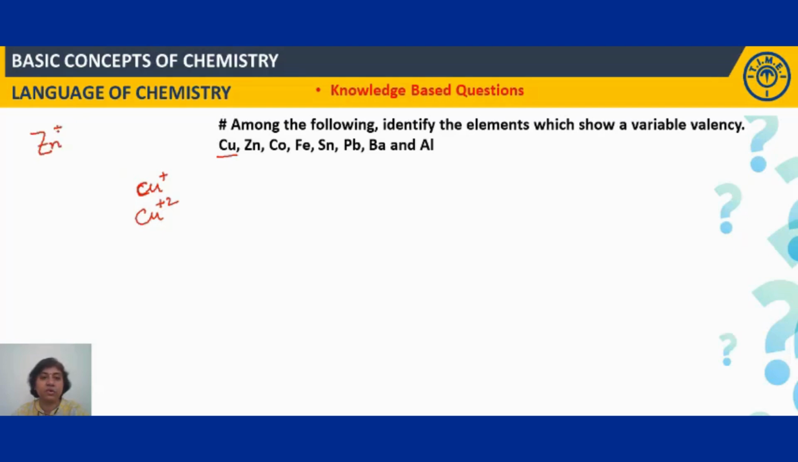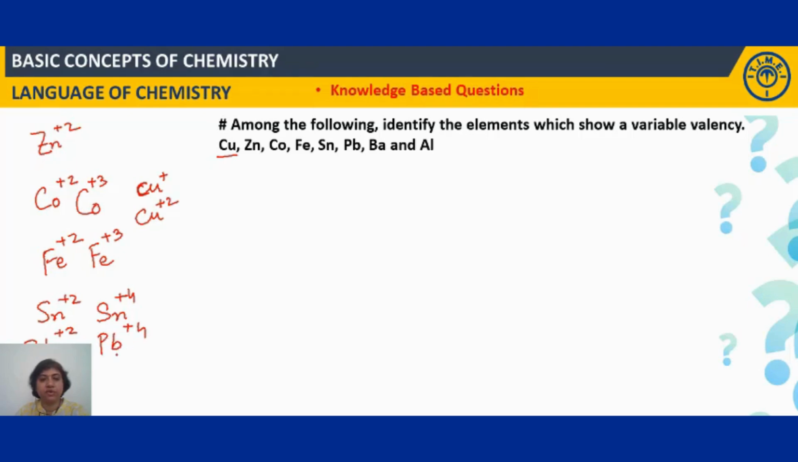Zinc, only plus 2. Okay. So zinc doesn't show the variable valency. Cobalt, capital C, plus 2 and plus 3. Okay. Shows variable valency. Iron, plus 2 plus 3. Tin, plus 2. What is the other one? Plus 4. You must be ready with your answer before me. Pb plus 2, Pb plus 4.